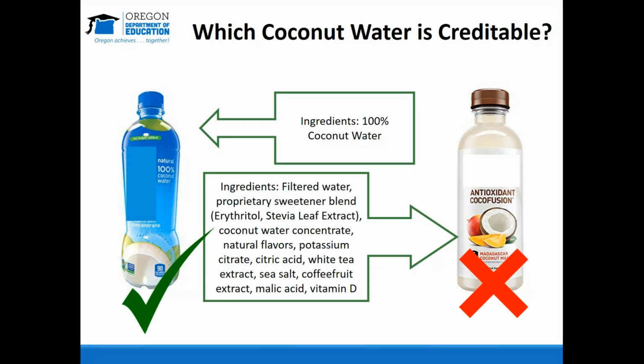If you said the one on the left is creditable, you are correct. You will always want to make sure that your items are 100% coconut juice or coconut water. And on the shelf at the grocery store, you might see both of these items shelved together. But if you check the ingredient list of the item on the right, you will notice that the item is not 100% juice. In fact, it's probably not even 10% juice. So if in doubt, check the label, and if you're still not sure after checking the label, the safest route is to not use that particular item.